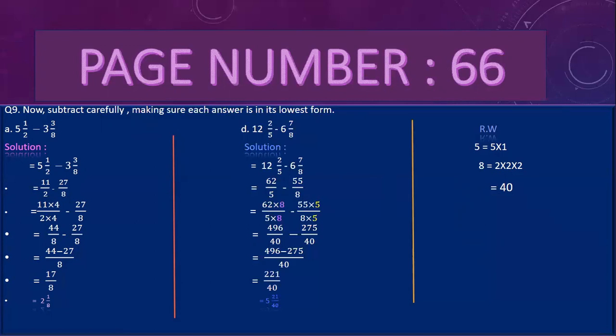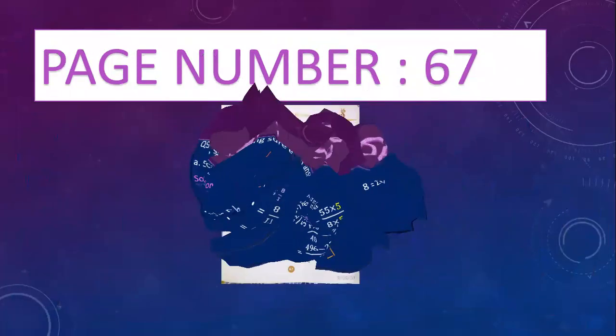Come to part D, 12 whole number 2 over 5 minus 6 whole number 7 over 8. The same procedure: convert them into improper fractions, make the denominators the same, subtract the numerators, then divide and write your answer as a mixed number. The answer is 5 whole number 21 over 40. In this question, parts B and C are your homework. In question 8, C and D, and in question 9, B and C. This is your homework.